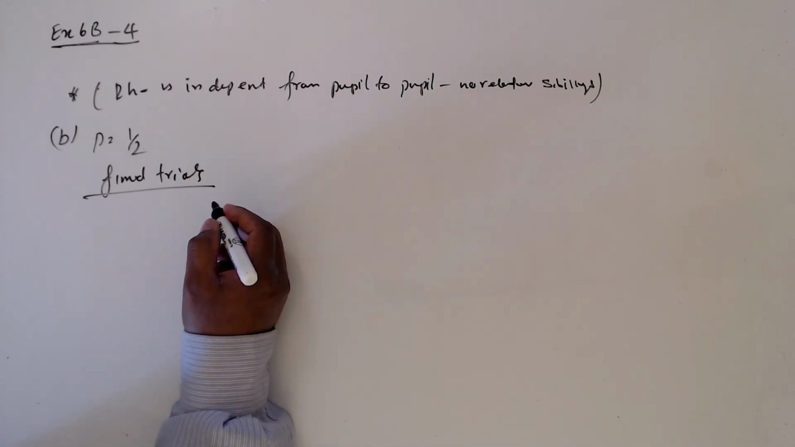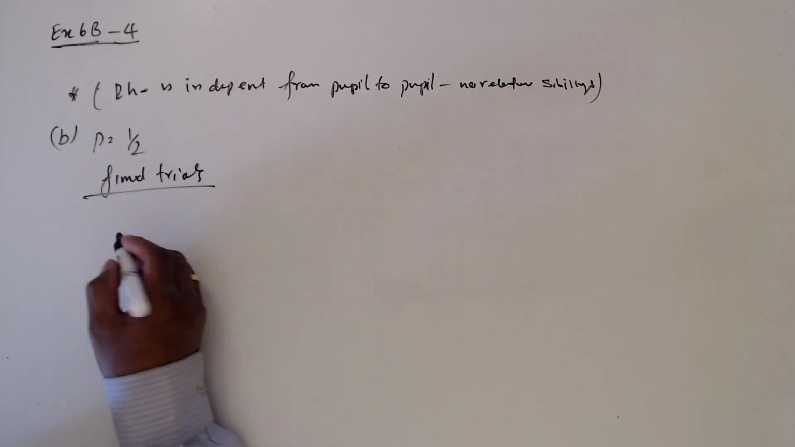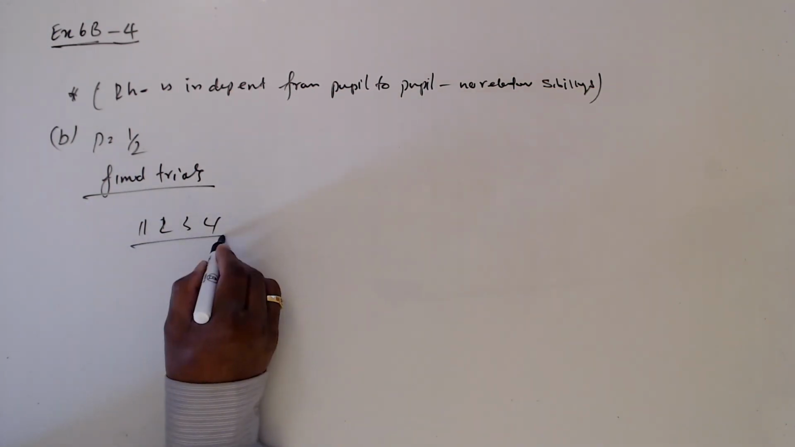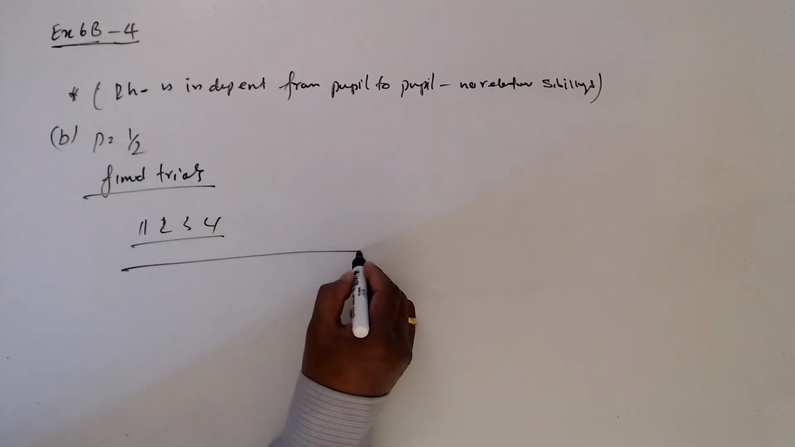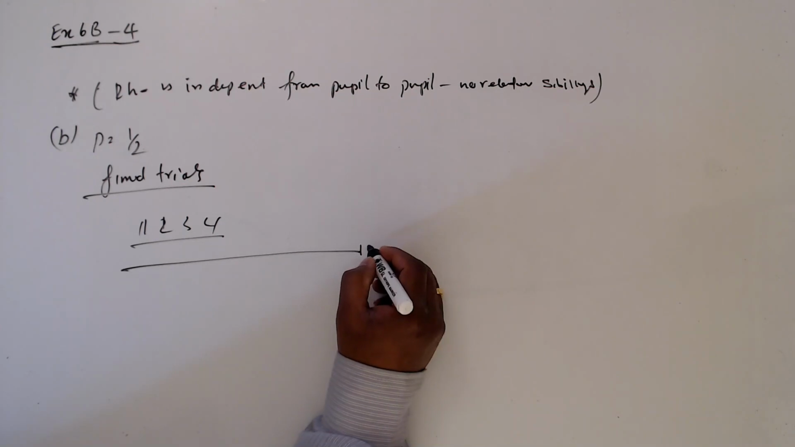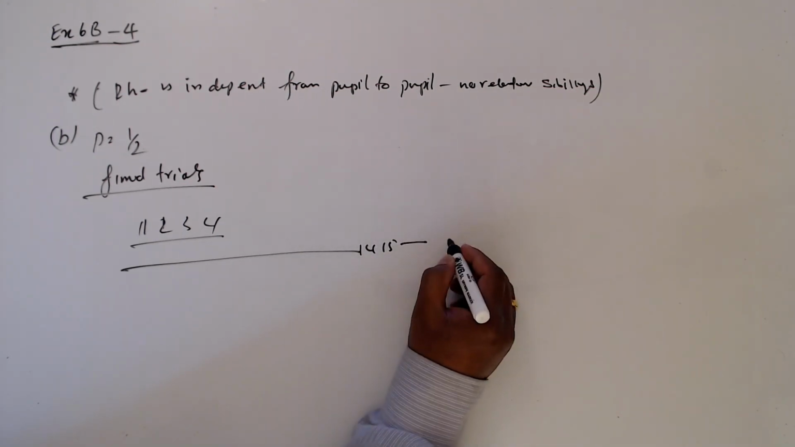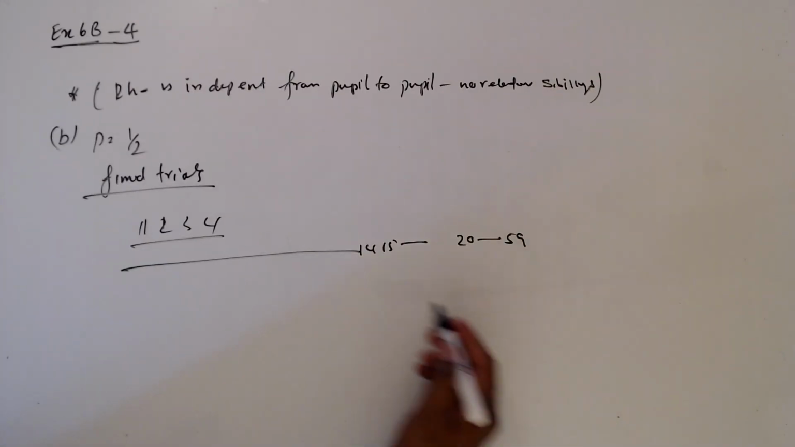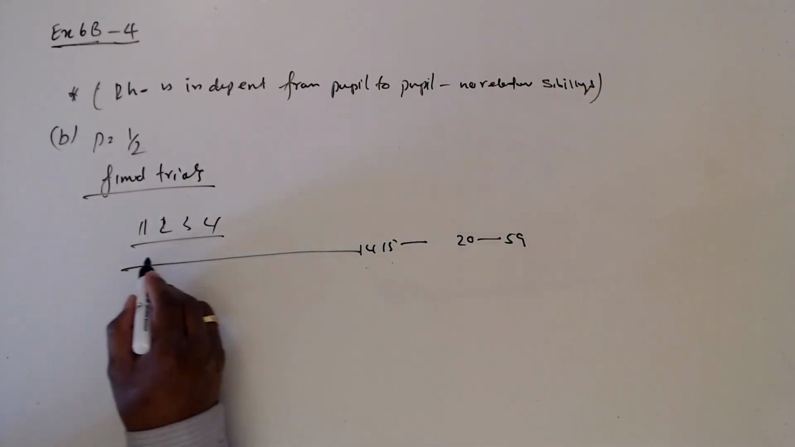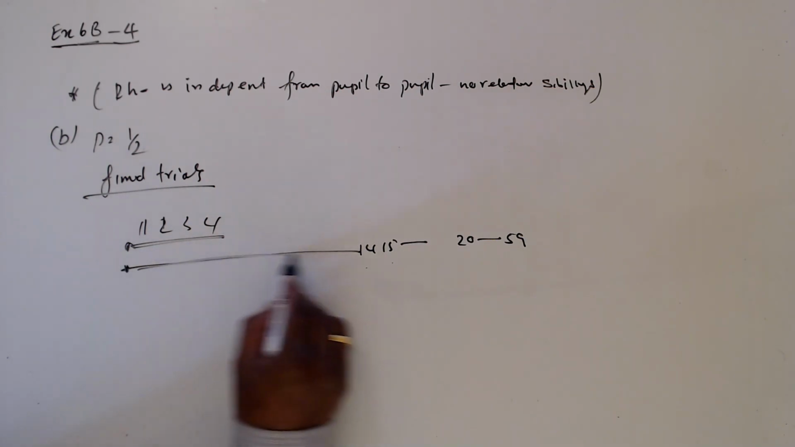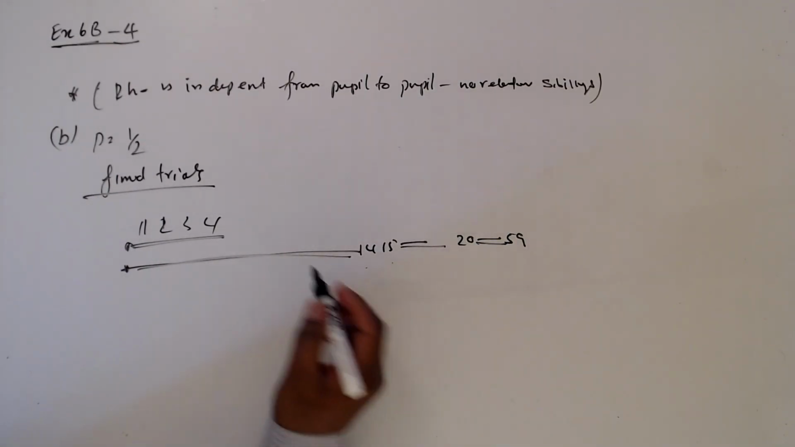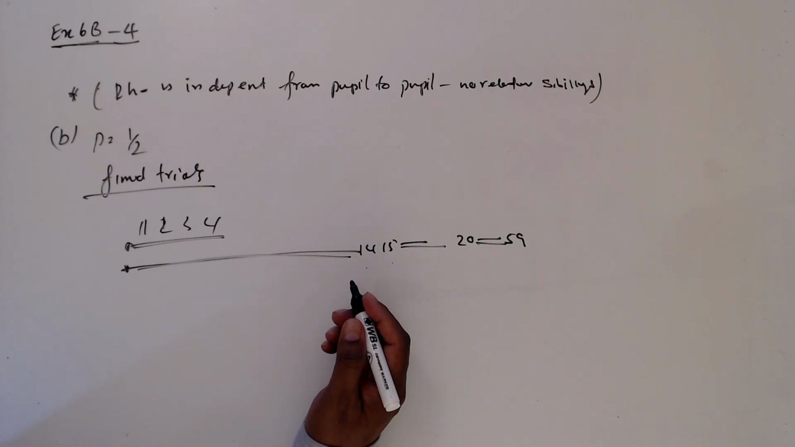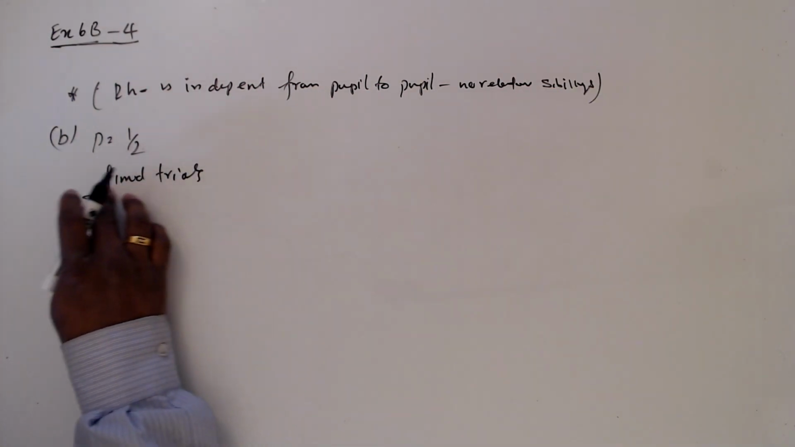Now, we toss until we get four heads. Sometimes we get four heads in the first attempt: 1, 2, 3, 4. Sometimes we don't get any, and we may get it after 14, 15, 16, or 20 or 59 tosses. So we can see that the number of tosses is not fixed. It means no fixed number of trials. This is a bit similar to the geometric distribution.